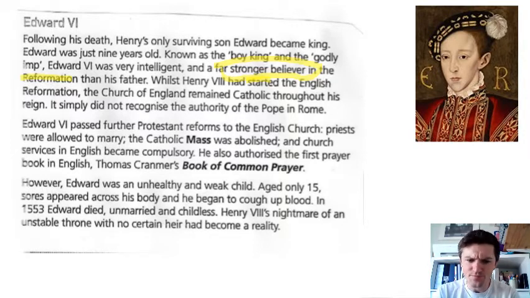However, Edward was an unhealthy and weak child. Aged only 15, sores appeared across his body, and he began to cough up blood. In 1553, Edward died, unmarried and childless. Henry VIII's nightmare of an unstable throne with no certain heir had become a reality.